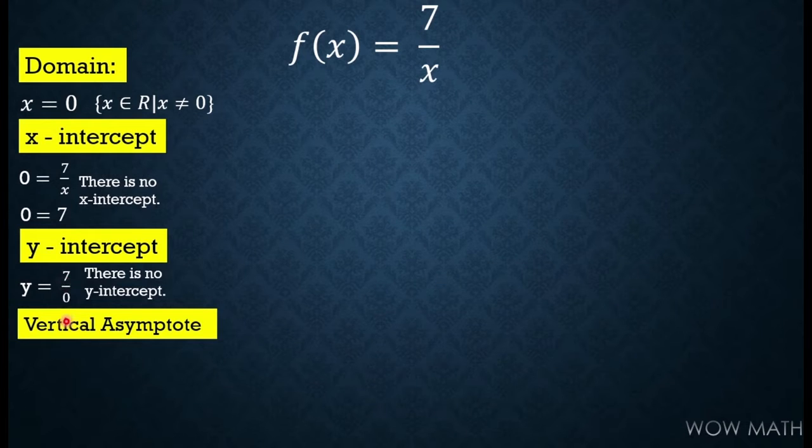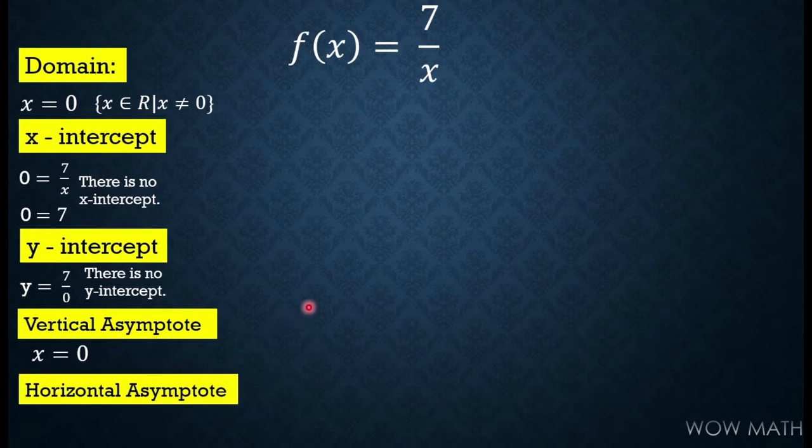Next is the vertical asymptote, from the domain. The domain is the set of all real numbers except 0, so our vertical asymptote is also 0. And how about the horizontal asymptote? The horizontal asymptote depends on the degree of the denominator and the degree of the numerator. The denominator has degree 1 and the numerator has degree 0, so the horizontal asymptote is 0.